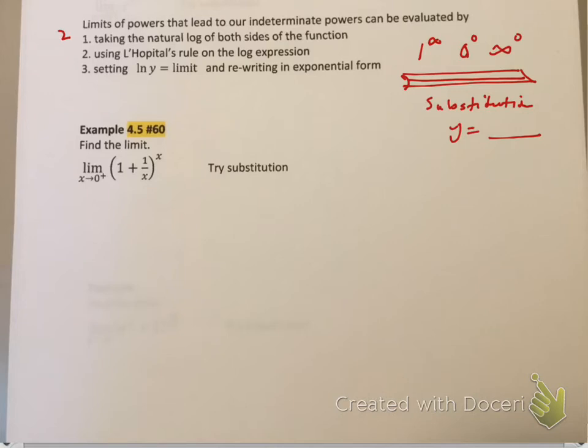Once you've done that, you're going to find out what situation you have, and usually it's going to be infinity times 0. So you're going to have to rewrite it as a fraction. Once you rewrite it as a fraction, then you can apply L'Hopital's rule at that point. And then, once you are done with the whole process, you still have to resubstitute.